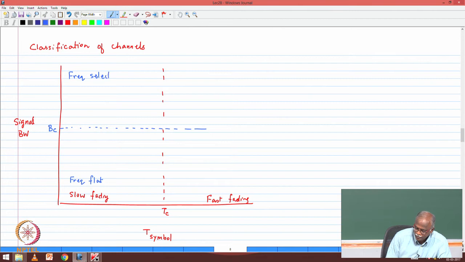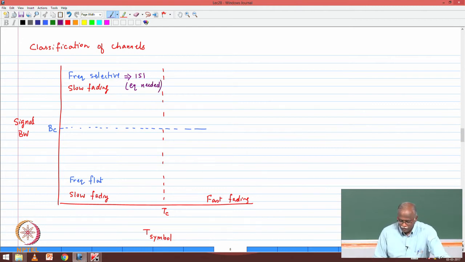Frequency selective, but it can still be slow fading. It can still be slow because this left side of the quadrant is slow fading. Slow fading means many symbols will see the same channel. Frequency selective means that there is a need for an equalizer. So this means that there is ISI, which means an equalizer is needed. That's our interpretation of it.